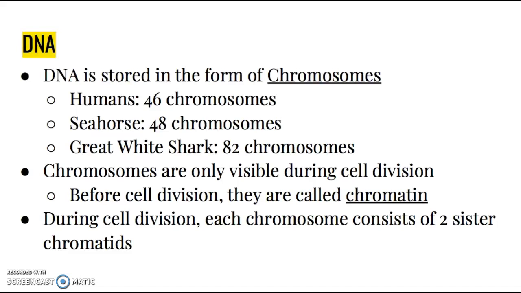Chromosomes are only visible during cell division. Before that, they're in this spaghetti-like form called chromatin, and they're not visible to the naked eye, so you can't see them under a microscope. And this chromosome structure is unique because it allows us to divide our cells without losing any of our DNA. And during cell division, each of these chromosomes will consist of 2 sister chromatids, and I'll show you what that will look like next.